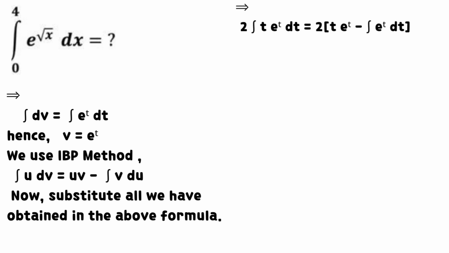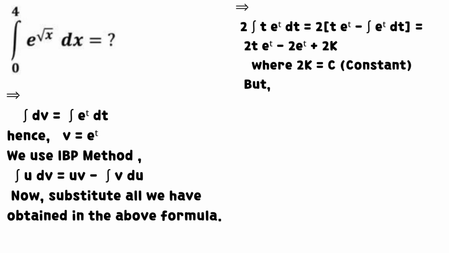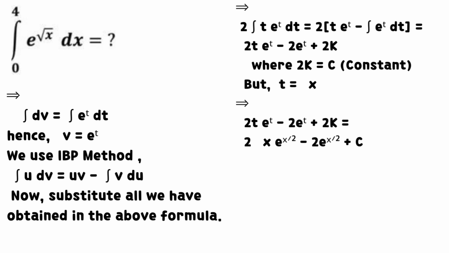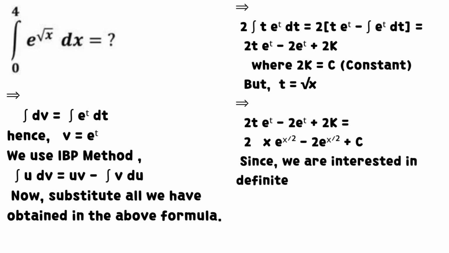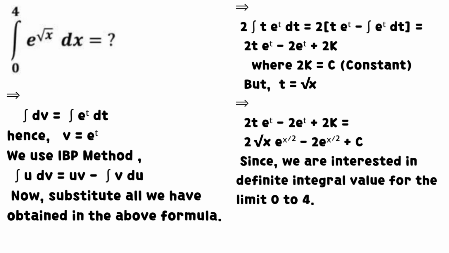It implies that 2 times the integral of the product of t and e to the power of t, dt equals 2 times, in the bracket, t times e to the power of t minus the integral of e to the power of t, dt, as shown on the screen, which equals 2 times the product of t and e to the exponent of t minus 2 times e to the exponent of t plus 2 times k, where 2 times k equals c, which is the constant of integration.